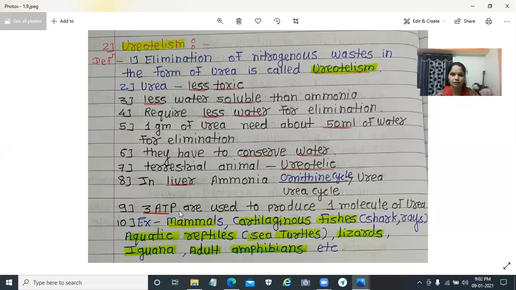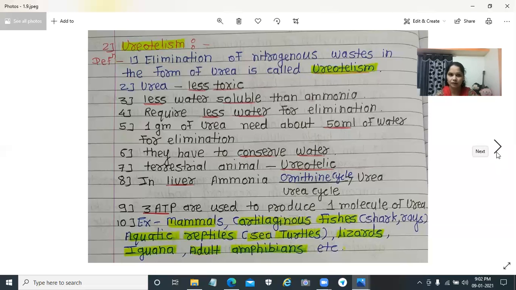Different examples are there, like mammals, cartilaginous fishes like sharks and stingrays, aquatic reptiles, sea turtles, lizards, iguana, and adult amphibia. They belong to ureotelism because their habitat is terrestrial and they need less water, like 50 ml of water for elimination of 1 gram of urea. So that's why this group conserves more water.